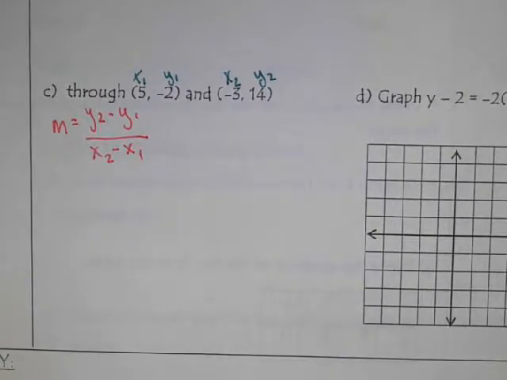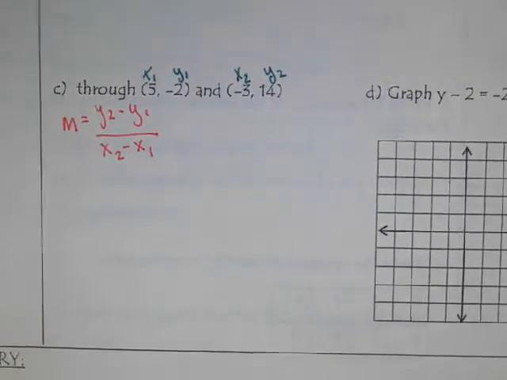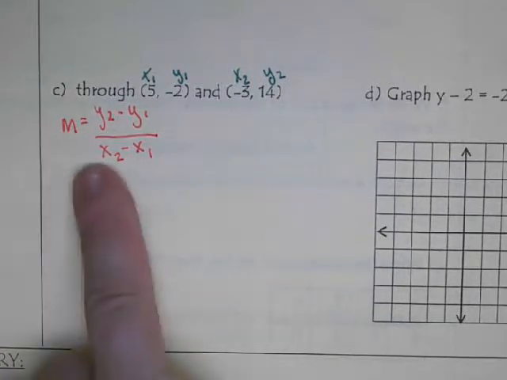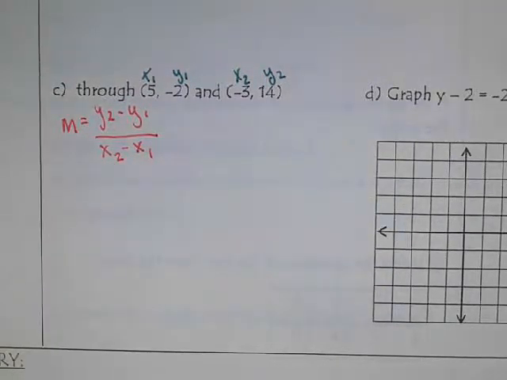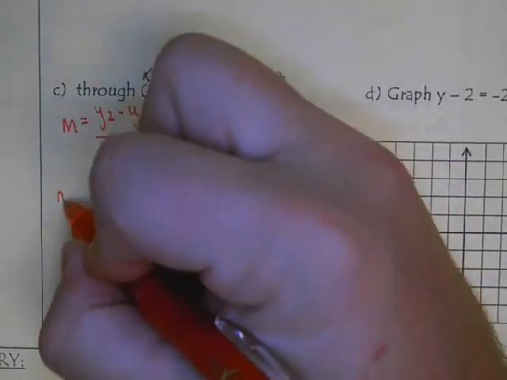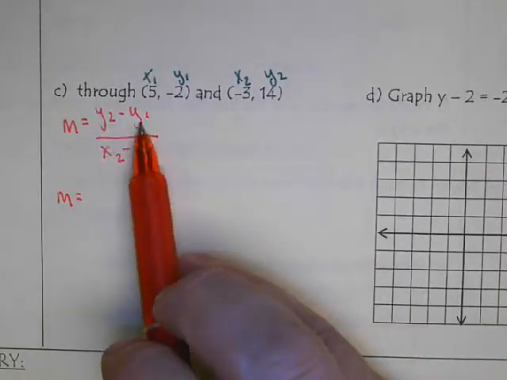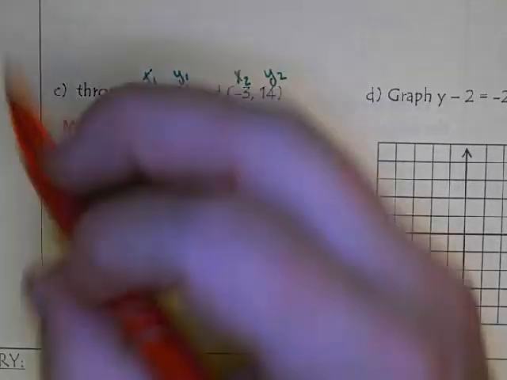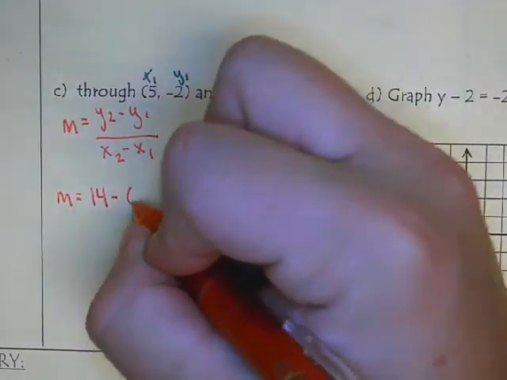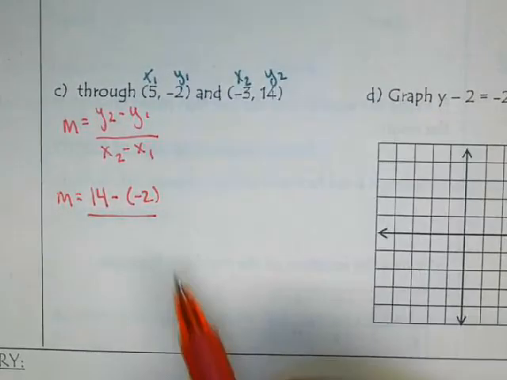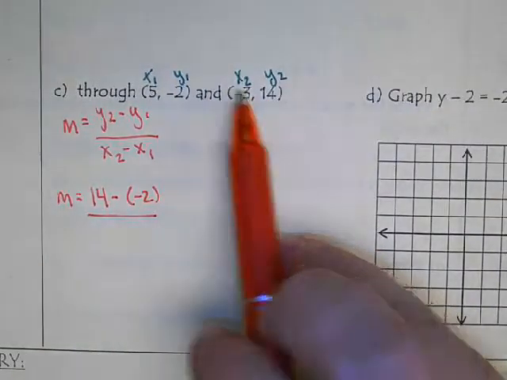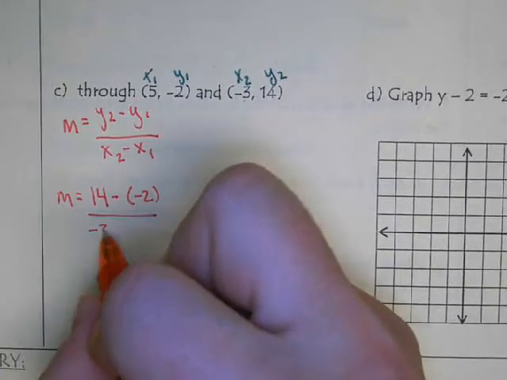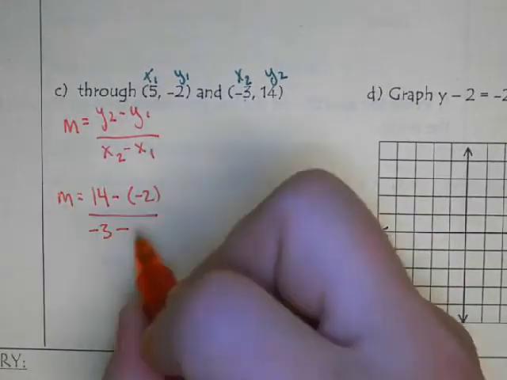So this one was a little bit more involved, but hopefully you tried it out. First thing we'll do is find the slope. So let's go ahead and plug in. I have m is equal to y2 minus y1, 14 minus -2, over x2 minus x1, so -3 minus 5.